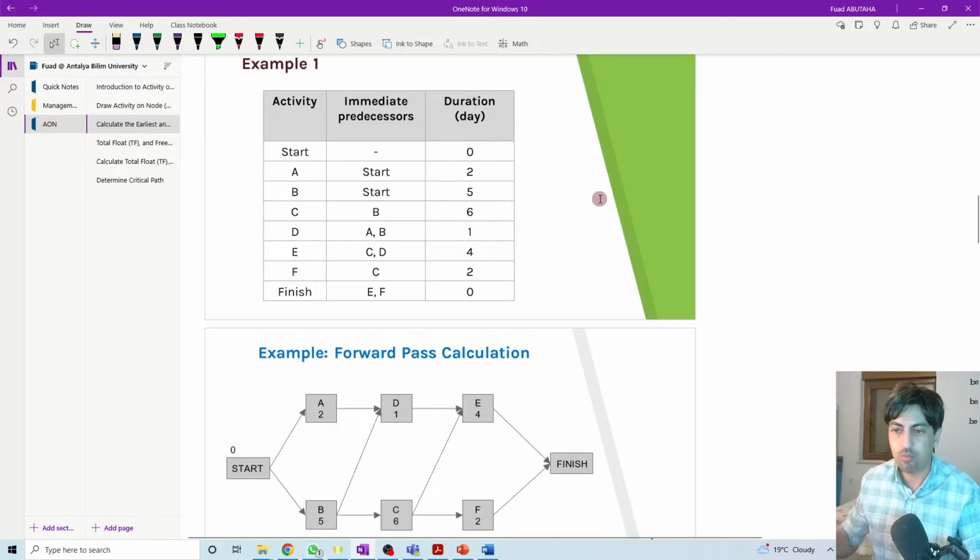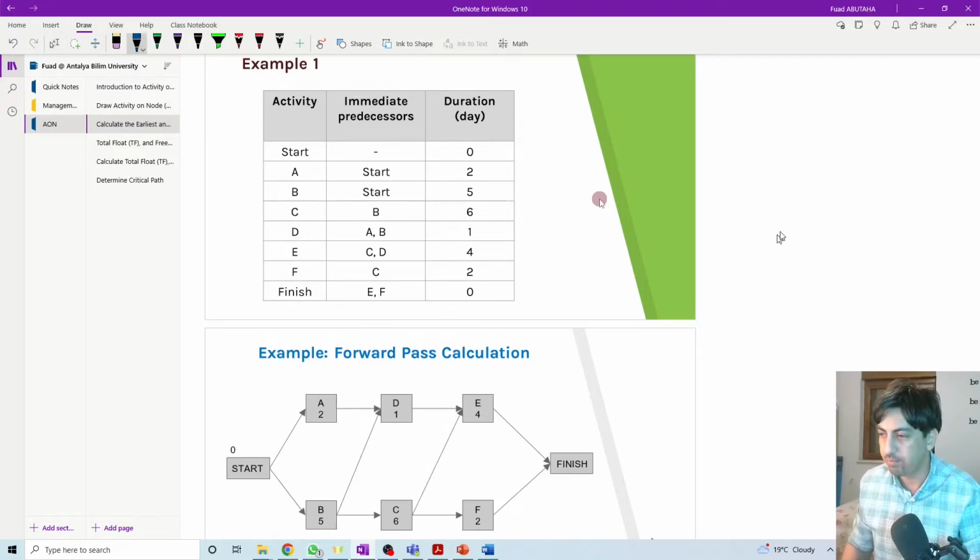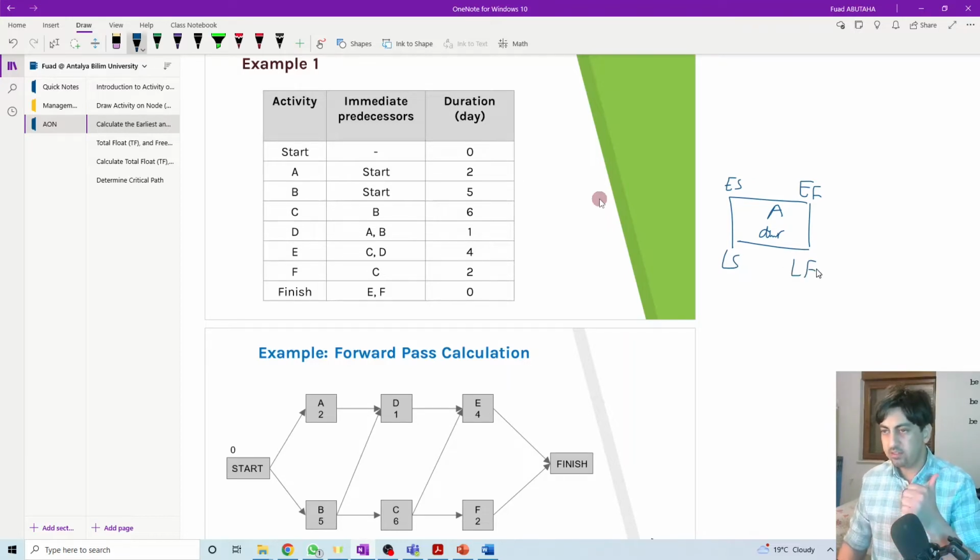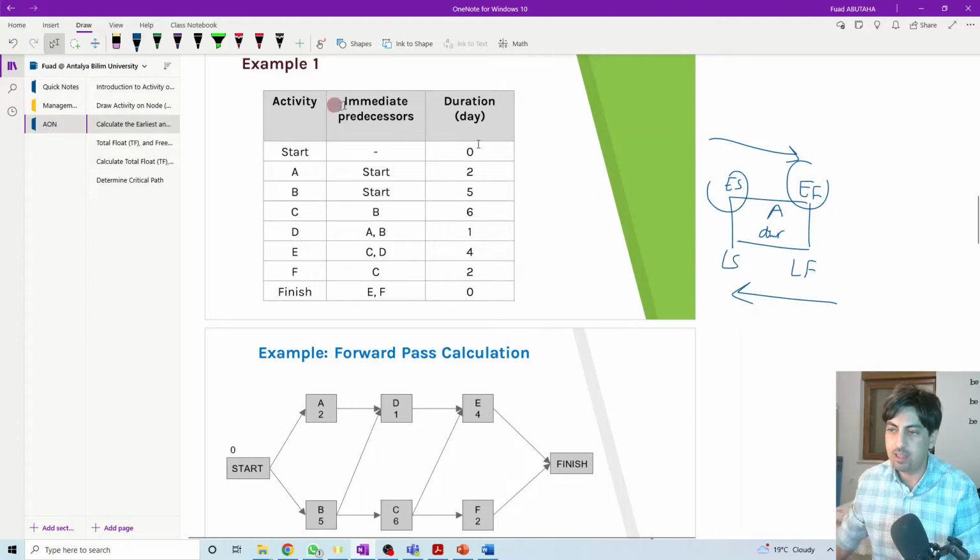We will follow the same as what we did in activity on arrow. But before this, this is an activity. The name of the activity is here, the duration here, and here are the early start, early finish, late start and late finish. The first step is to calculate the earliest time. How to calculate the earliest time? When we move forward, from left to right. Then we go backward to calculate the late finish and the late start.